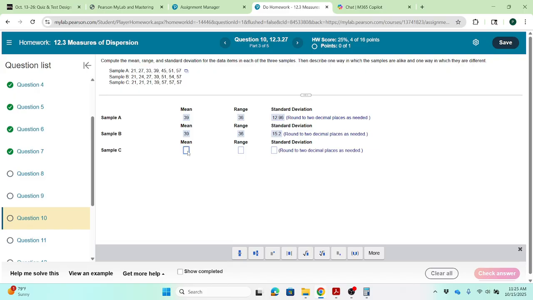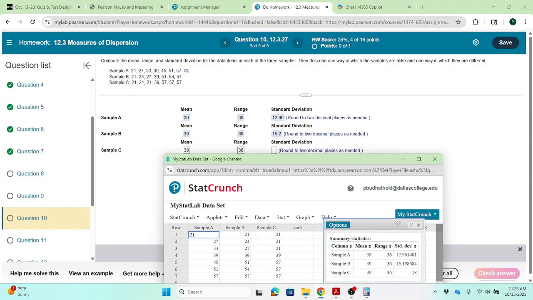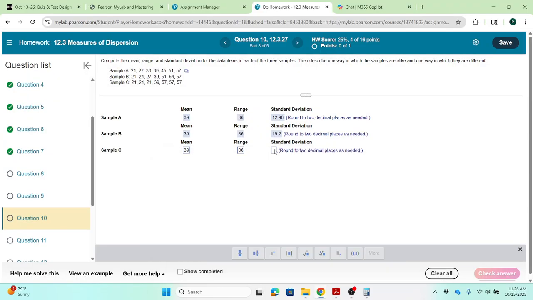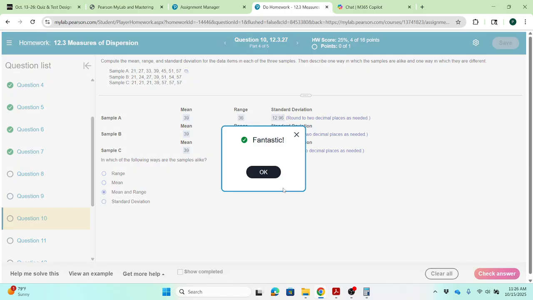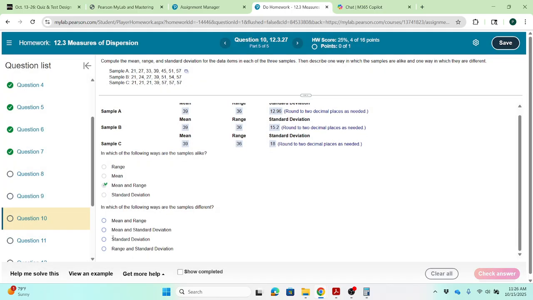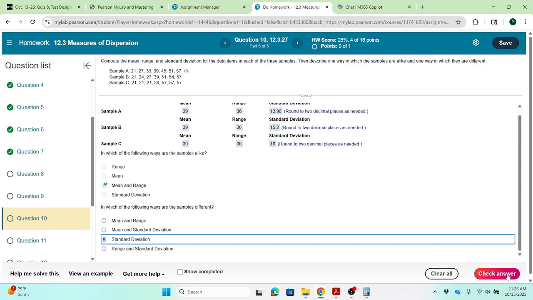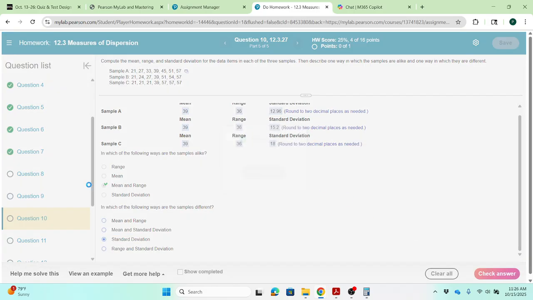And then for the third one, it's again the same, 39 and 36, and then the standard deviation is coming from here, which is 18. So we can use StatCrunch very easily to find this information. In which of the following ways are the samples alike? Mean and range are the same for all three samples, but the standard deviation is different for all three samples.